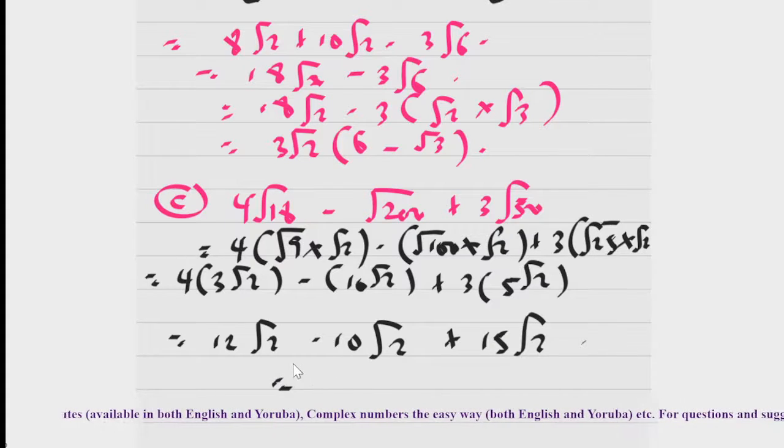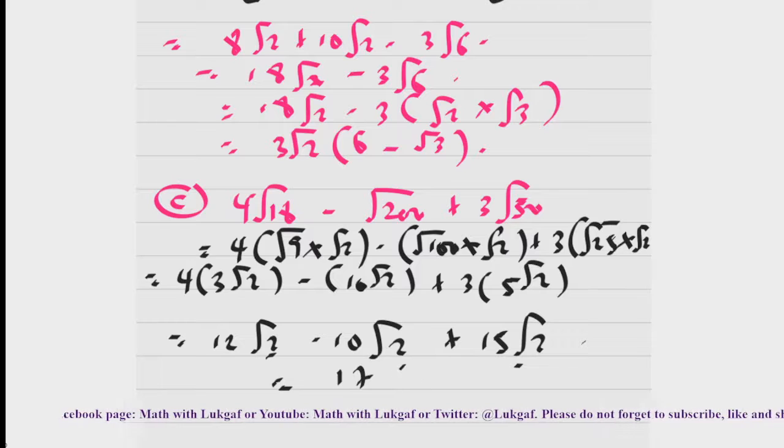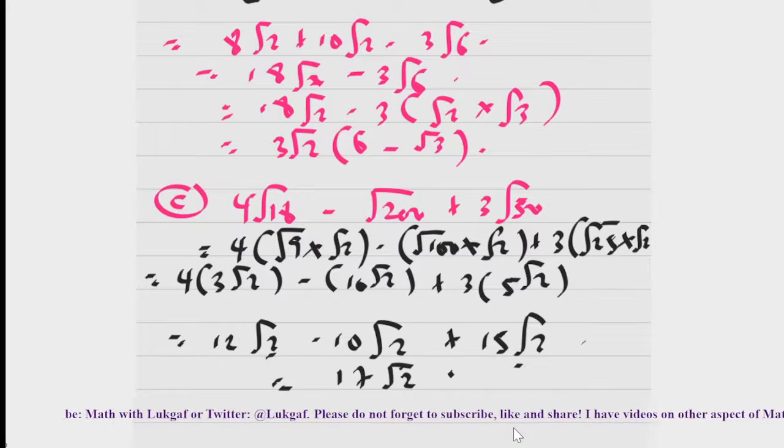So if you simplify further, what are you going to have? Don't forget, we are having the same terms in all. It's just like you are having 12a minus 10a plus 15a, or you are having it in terms of pen. So 12 pen minus 10 pen, that will give you 2 pen, that is 2 root 2. 2 root 2 plus 15 root 2, that will give you what? 17 root 2. So that will give you 17 root 2. You can see it is very simple.